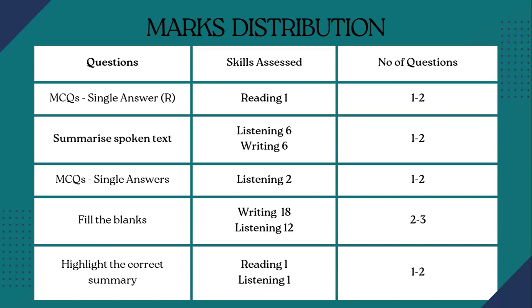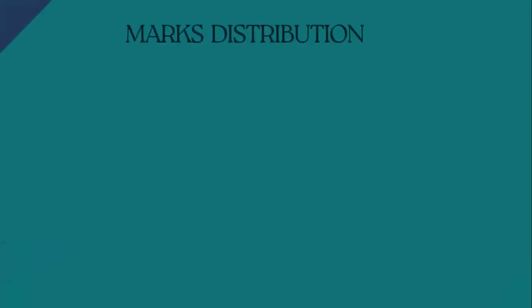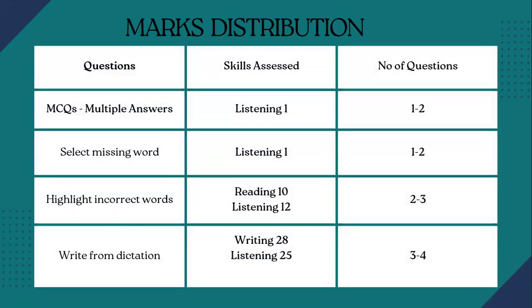Highlight incorrect summary, not important, giving you reading 1 and listening 1, and you will get 1 to 2 questions. MCQs multiple, giving just 1 point in listening, and you will get 1 or 2. Select missing word, again 1 point in listening, and you will get 1 or 2. Highlight incorrect words, very important, giving you 10 points in reading. So those who are not good in reading can improve with this question. It's very easy to do. And giving you 12 in listening, and 2 to 3 questions are expected.